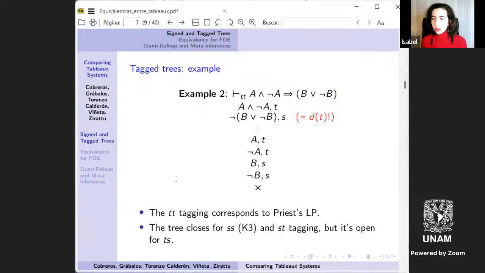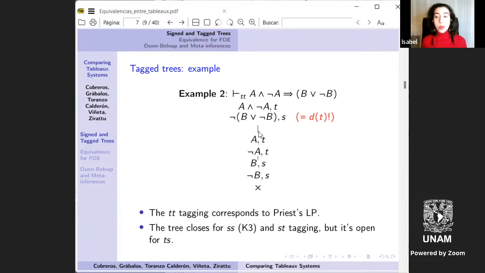And here's an example of the application of the rules where we are working in tolerant logic. So here we can see that the S is where we have applied the D function. So we get the premises no B or no B S. The TT would be for LP, and this closes for it. And it would close for K3 as well, but not for TS.